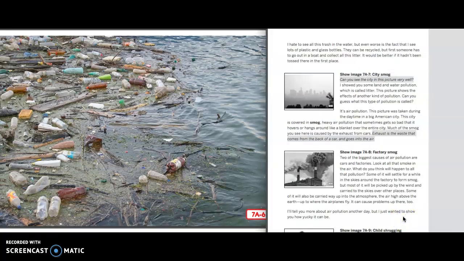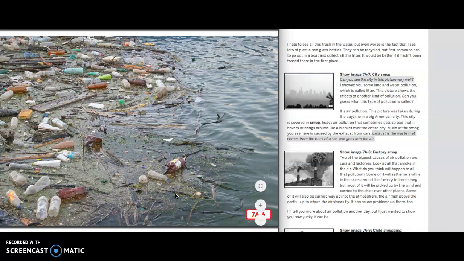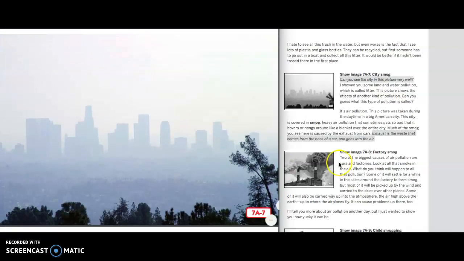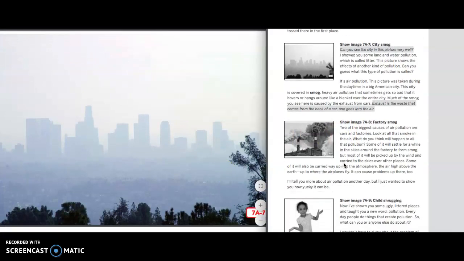I hate to see all this trash in the water, but even worse is the fact that I see lots of plastic and glass bottles. They can be recycled, but first, someone has to go out in a boat and collect all this litter. It would be better if it hadn't been tossed there in the first place. Can you see the city in this picture very well?